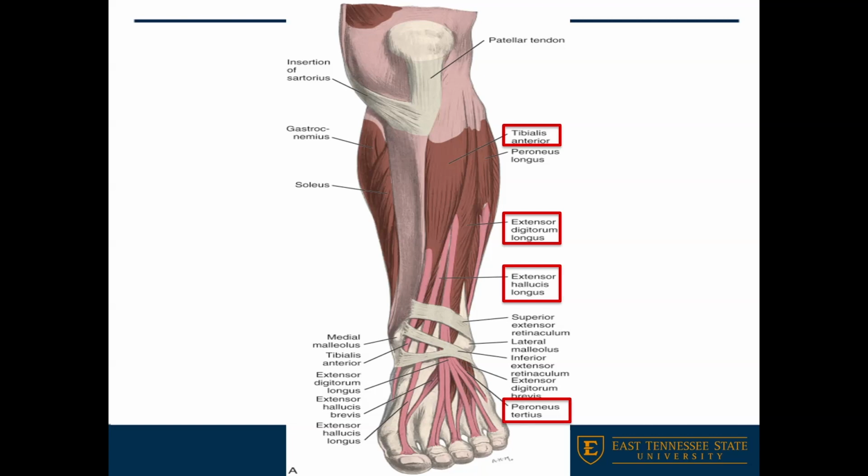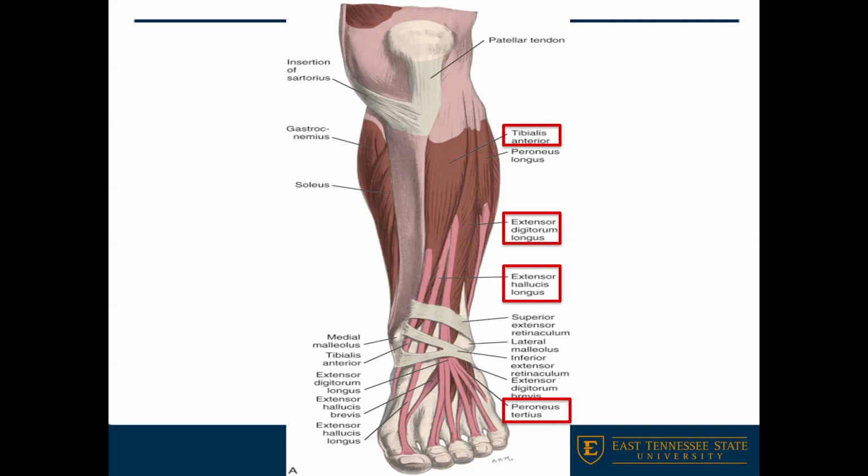The fibularis tertius, also known as peroneus tertius, is the next muscle. Its proximal attachment is the distal part of the fibula. Its distal attachment is the base of metatarsal 5. Its action is dorsiflexion and eversion of the foot.